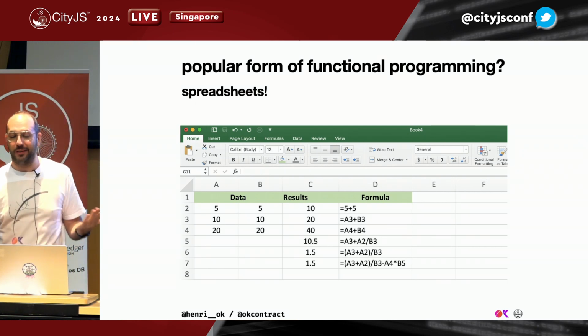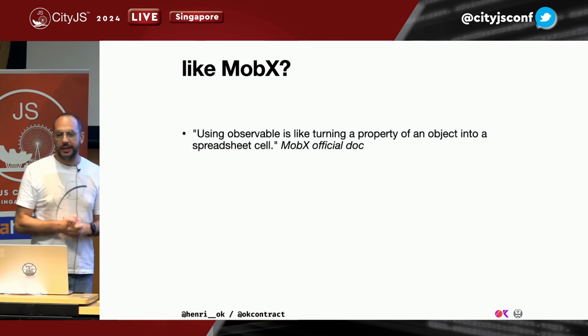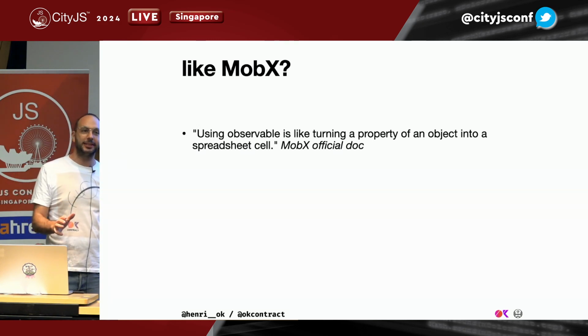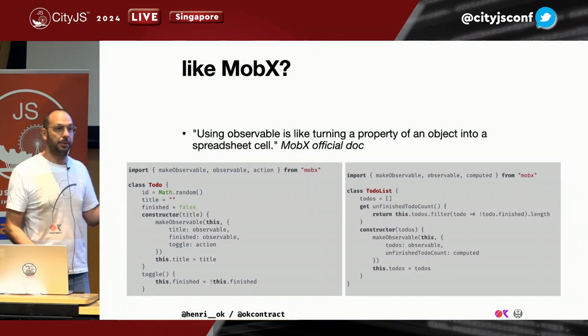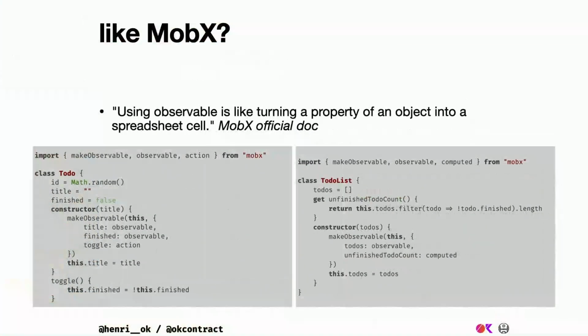And this was not unnoticed, because, for instance, if you look at MobX, which I'm sure plenty of you know, in their own documentation, they say, oh, using observable is like turning a property of an object into a spreadsheet cell. So they get the reference right. But in my opinion, the problem with MobX is when you look at the implementation, everything which was nice and functional has gone away. And basically, it becomes extremely object-oriented, extremely imperative-style programming. And because of that, it's verbose, and you're losing a lot of the nice properties that come from functional programming.